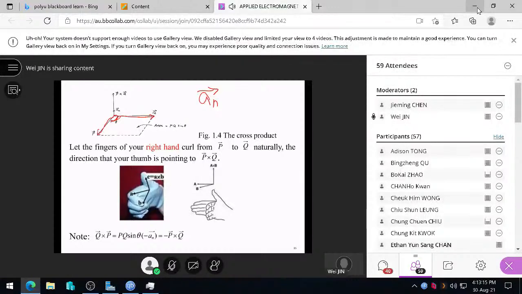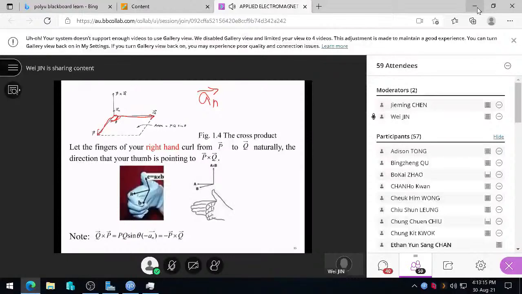So they are different from P dot Q. Because the result of P dot Q is a scalar, no matter P dot Q or Q dot P, you get the same result. But for the vector, the magnitude is the same, but the direction is opposite. So this tells you that you cannot change the position of the vectors in a cross product. P cross Q is not equal to Q cross P. Actually Q cross P equals minus P cross Q. Same magnitude, opposite direction.